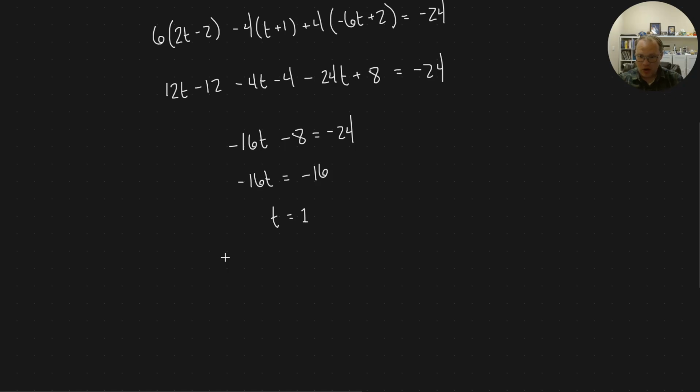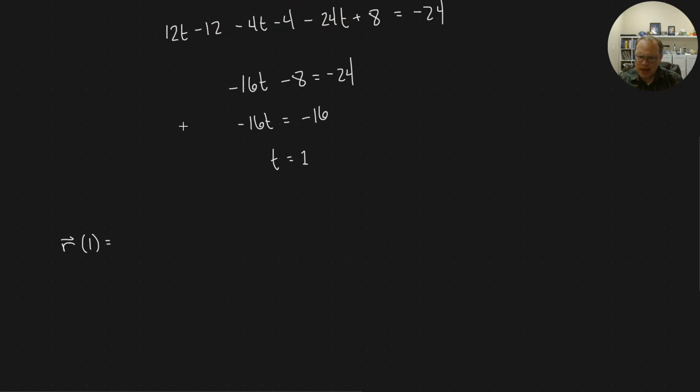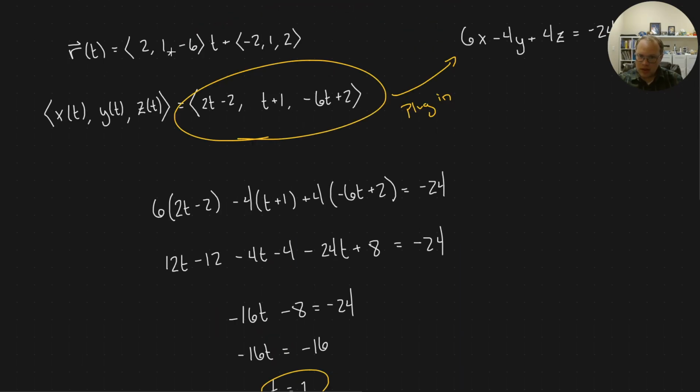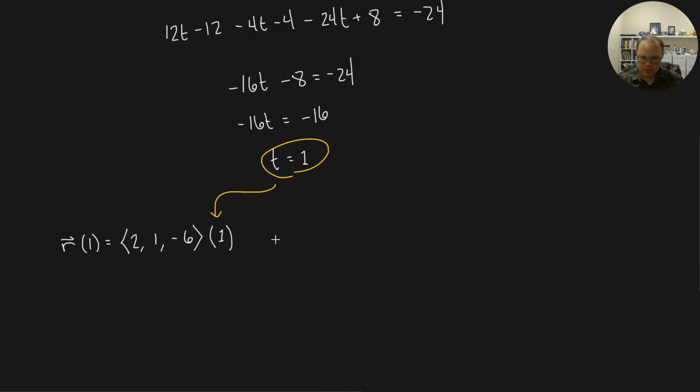So I want to find r of 1. And so that's what? 2, 1, negative 6. I'm just copying down the equation of the line, and then I plug in the value of t I found. Okay, 2, 1, negative 6 times the t, which we found, the t where the line and the plane intersect is at t equals 1. And then plus negative 2, 1, 2.